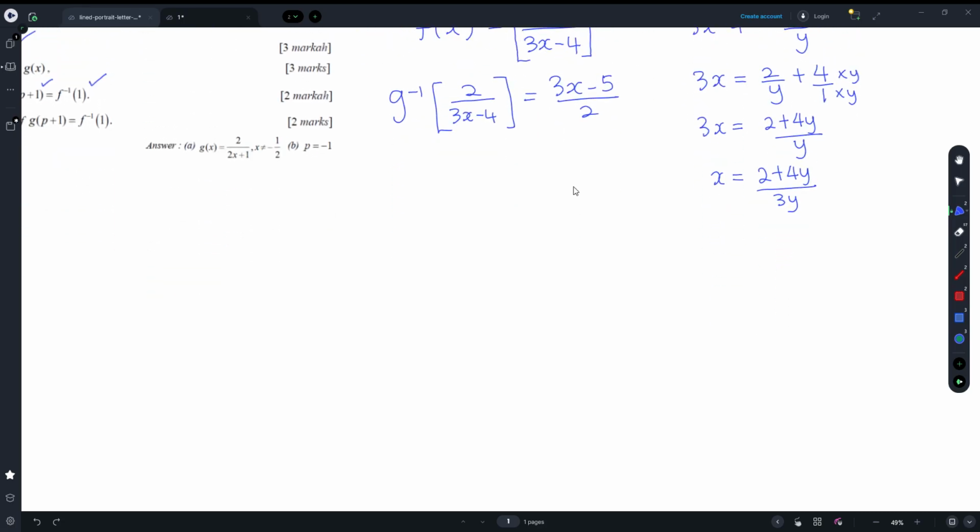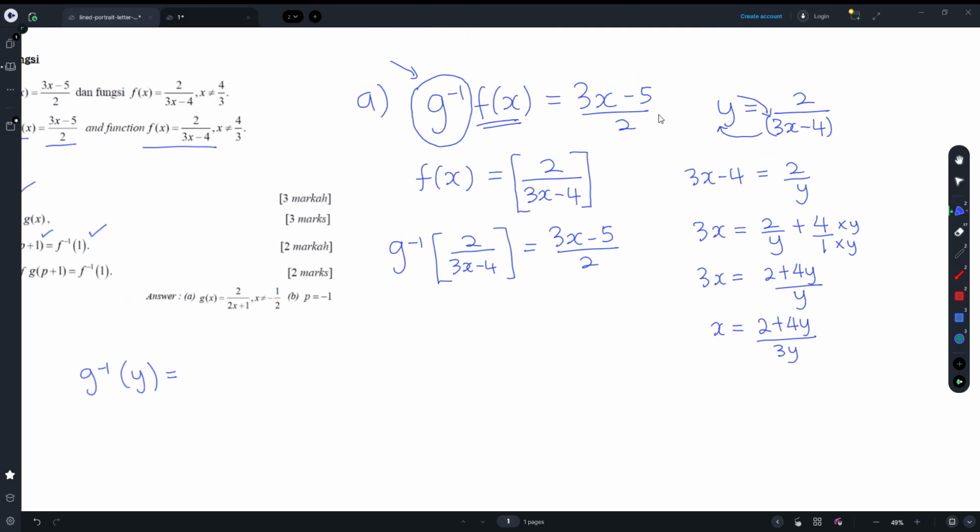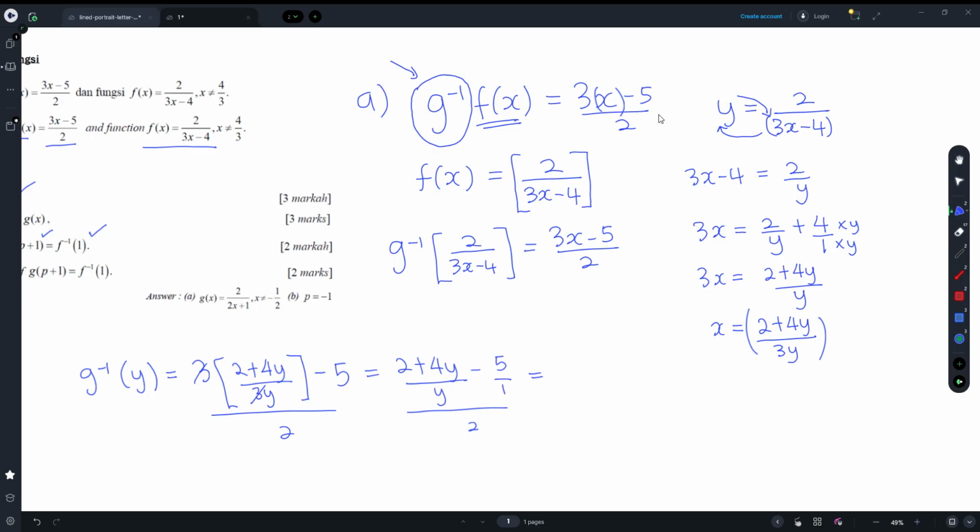So I can continue further in which I can write g inverse of y is equivalent to, so the moment I put g inverse of y, I need to replace this x with this particular value. So I'll end up getting (3 times (2 plus 4y) over 3y, minus 5) divided by 2. So I'll end up getting a much simplified value. First, I need to cancel the 3 with the 3 and I'll end up getting (2 plus 4y) over y minus 5 over 2. So what I can do is take 5 as 5 over 1 and then multiply by y. The reason why I'm doing this is to make it a single denominator like this and then again divided by 2.